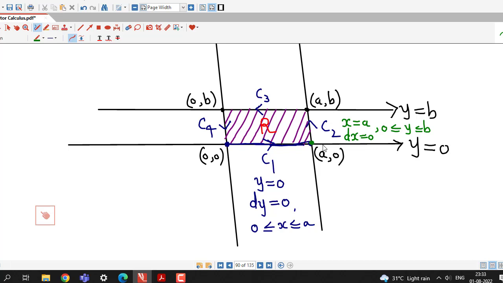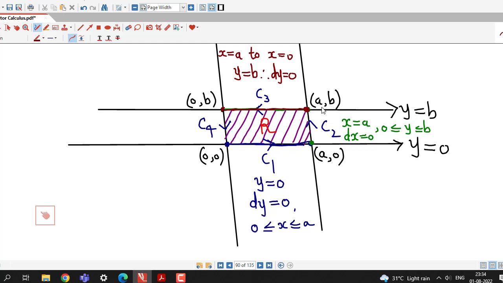C2 is starting from this point, at this point y is 0, C2 ends at this point y is b. Similarly, equation for C3 is y equal to b. So here we write y equal to b, and therefore dy will be equal to 0, and x is varying from x equal to a to x equal to 0. So here x is from a to x equal to 0. We are moving along this direction. So this is the starting point of C3.